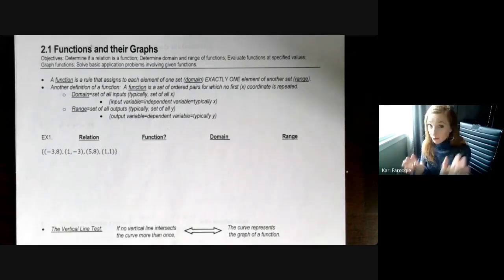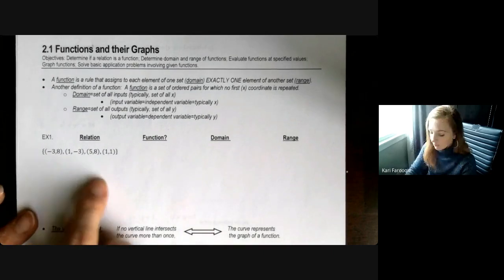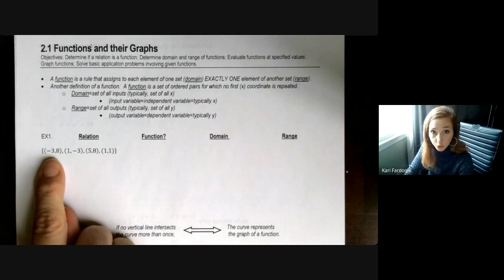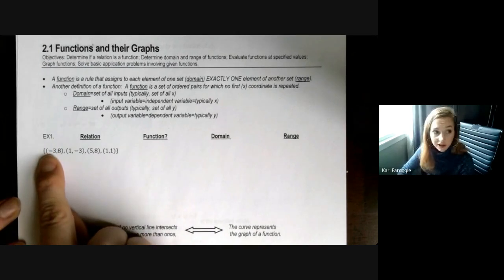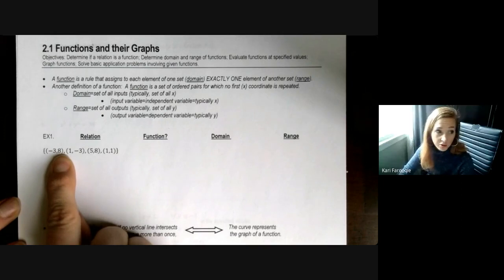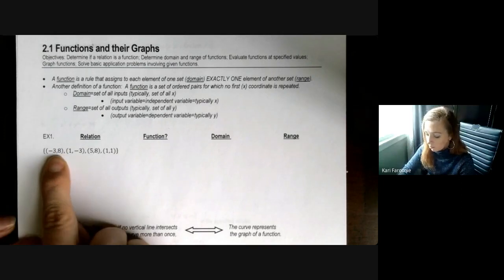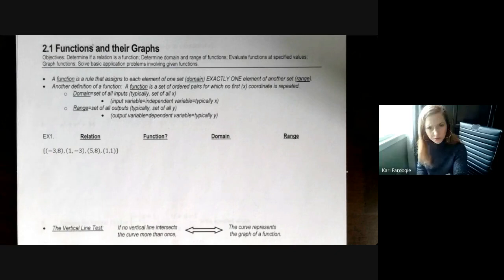So if it's been forever since you've had algebra, I'm going to remind you right now that when you're looking at an ordered pair, you're looking at this set of coordinates that lies on the coordinate plane. First coordinate is the x value, the second coordinate is the y value. So they're always in these parentheses. So if it's been a really long time for you, I'll remind you which one's which.